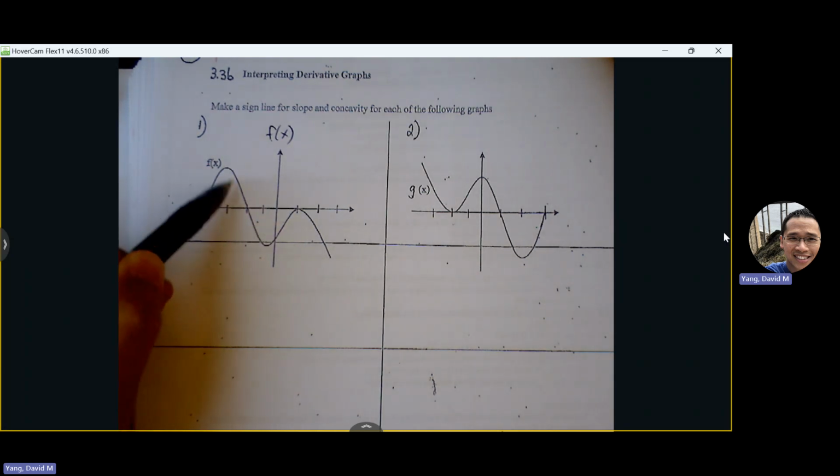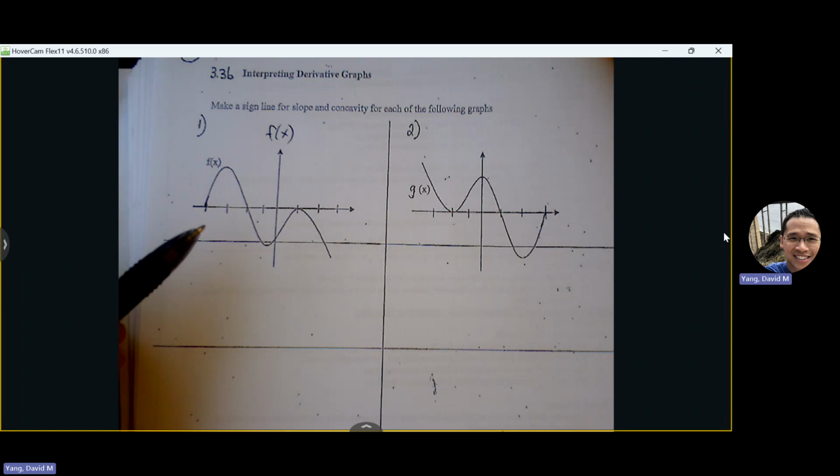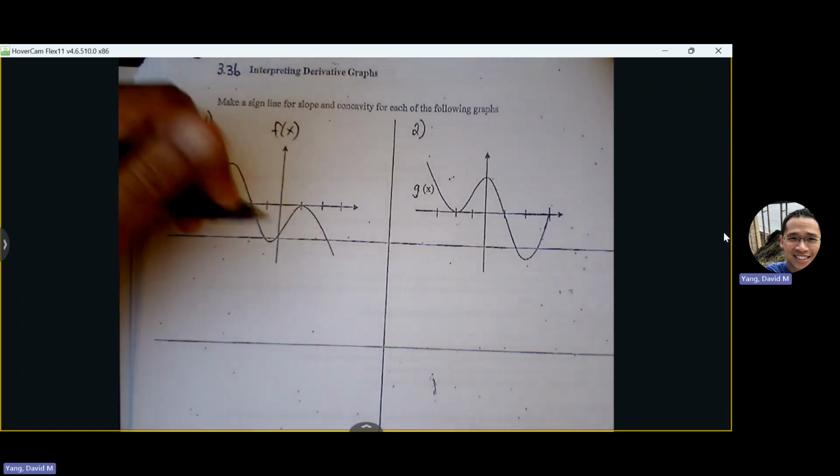This is a positive value. This is value of 0. There's a negative value of 0. So if it's above the x-axis, that means the graph has a positive y value. Below the x-axis means the graph has a negative y value. On the x-axis, my graph has an x-intercept. So if we were to create a sign line that describes the slope of our graph, let's do that.